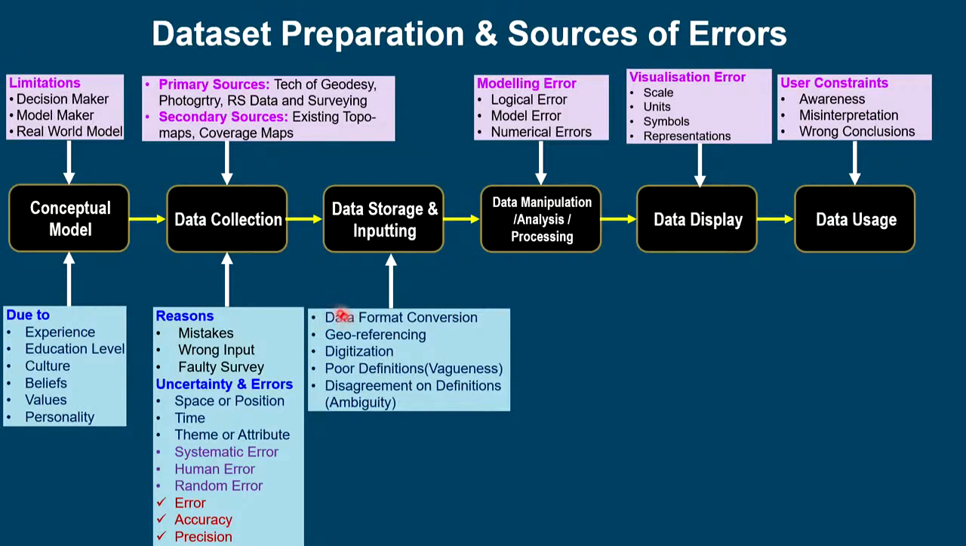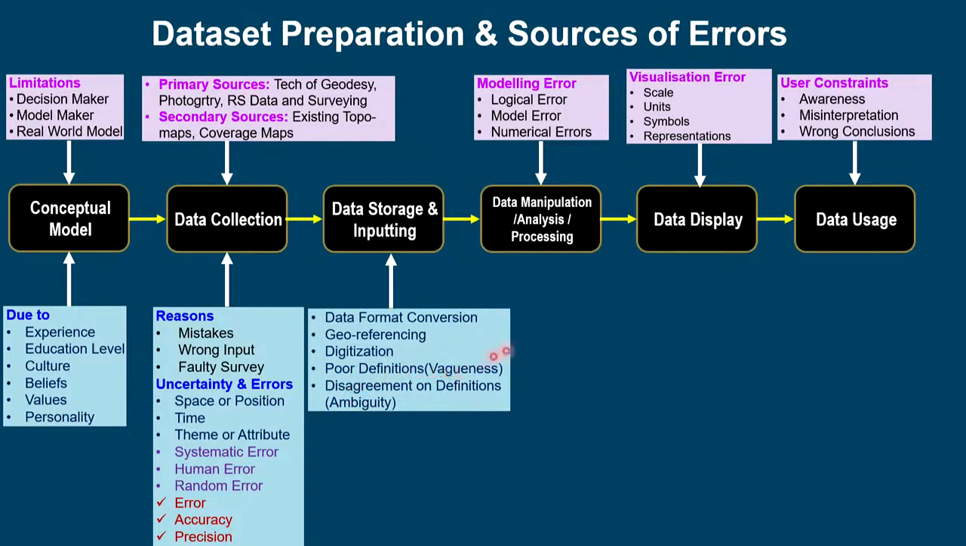So first thing is since you are collecting the data from different sources, those data sets may be in different formats. So you want to open all the data sets on a single platform, and at that time you need to convert all different formats into a single format. So when you are converting, it means format conversion errors are also there. Then you are georeferencing the input data set, so georeferencing errors are also there. Digitizing, and the digitization is also not perfect, so there are some errors there.